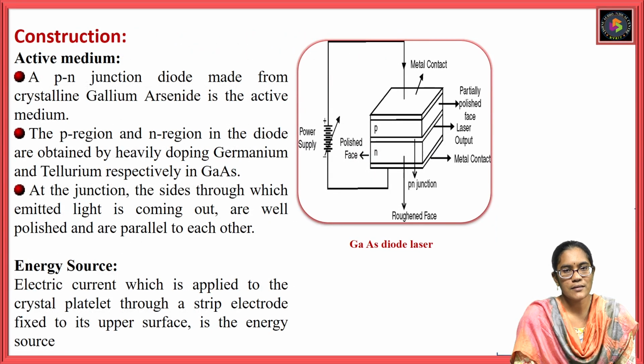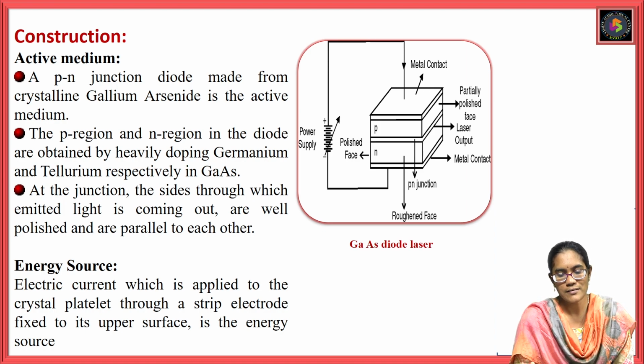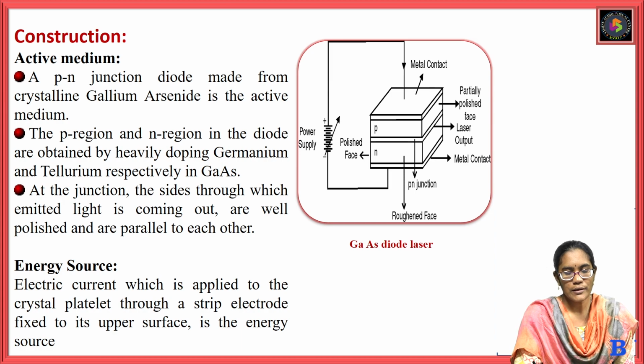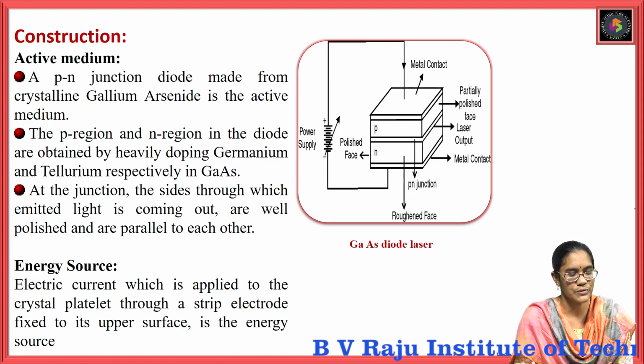Next, coming to the construction of the homojunction diode laser. This is a schematic diagram of the gallium arsenide diode laser. For any laser, three essential components are required: the active medium, the optical resonator, and the pumping source or energy source.